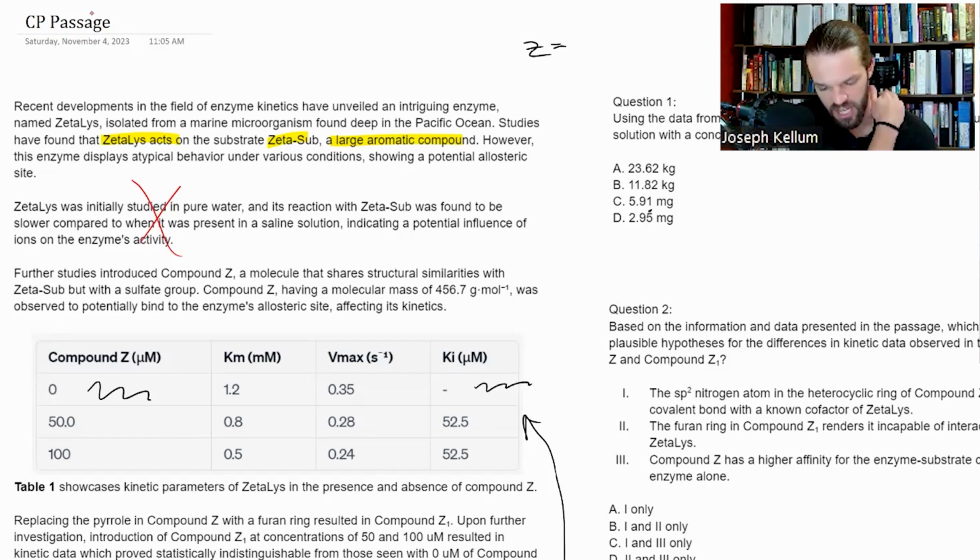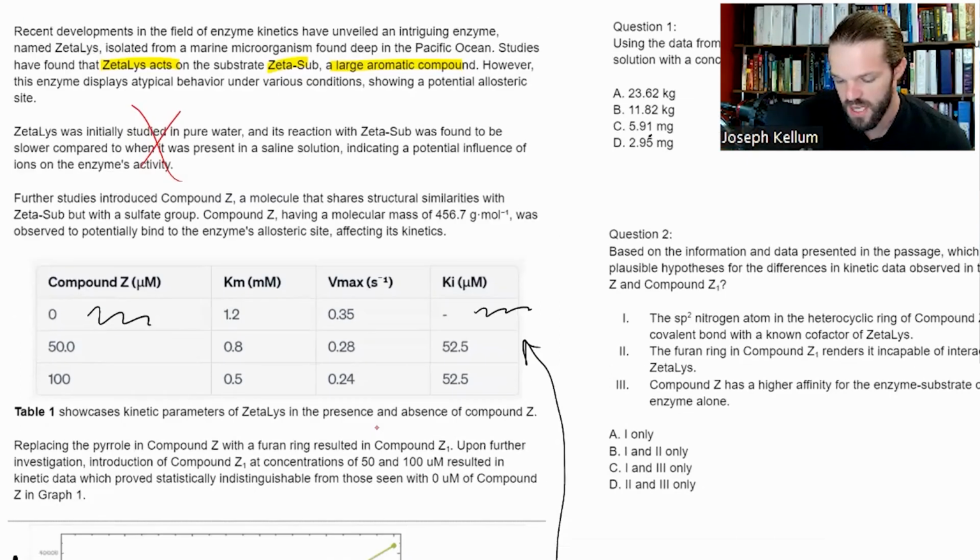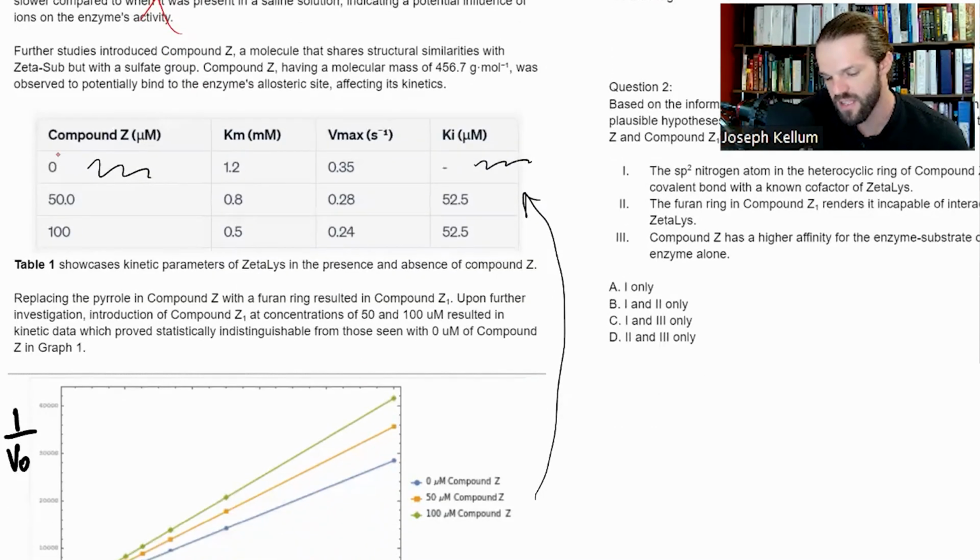Was observed to potentially bind to the enzyme's allosteric site, affecting its kinetics. Okay, so they just told us that it's not a competitive inhibitor, so it's binding to the allosteric site. We see our table that we already looked at, and just confirm what we just learned. We can also see that Km, as concentration of zeta sub increases, Km decreases. What does that tell us? So what does Km stand for? Does anybody, you're welcome to say it, or I can tell you also.